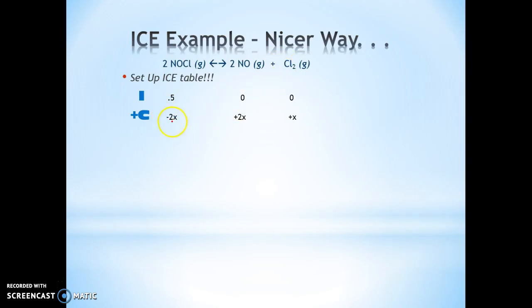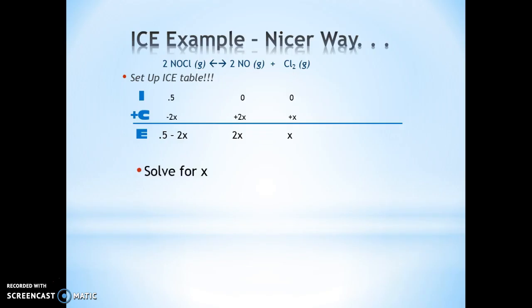The minus is because I have to lose reactant. The plus is because I have to form product. If I were going the other way, I would subtract product and gain reactant, depending on where Q is. In this case, we only have reactants. We've got to go toward products. So what's my equilibrium expression now? 0.5 minus 2x, and then 2x and x. So now I put it into the expression and solve for x.